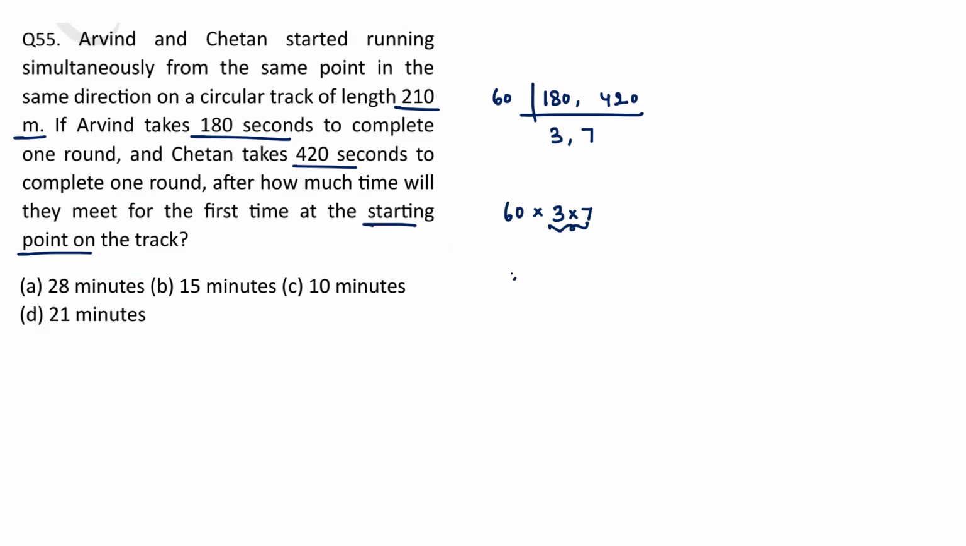So 21 into 60 seconds. I want to convert it into minutes. So 60 seconds means 1 minute. Therefore, it is 21 minutes. So the answer is 21 minutes.